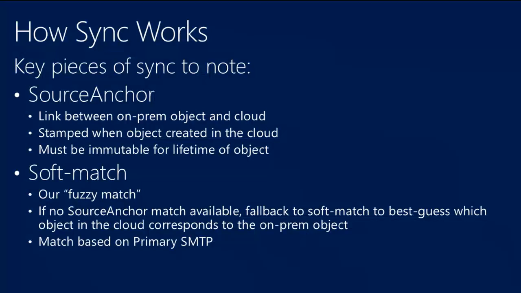So if I change, say somebody gets married and I change the primary SMTP, is that going to cause an issue? That's a great question. The primary SMTP is only used for the first soft match action. So in this case, it's when you run that first DirSync. After that match happens, we rely on the source anchor. So as long as that match has occurred and we stamp the source anchor, it can change after that. It's just for that first connection piece.